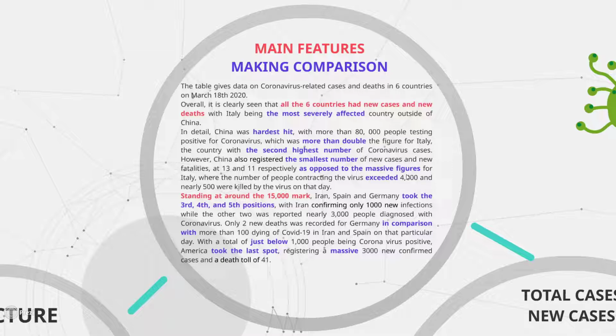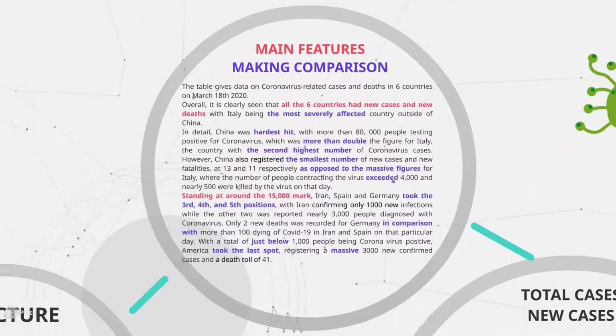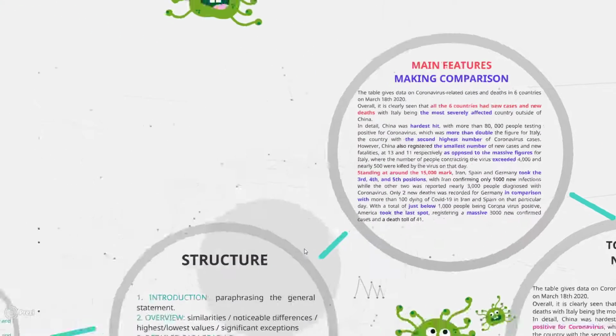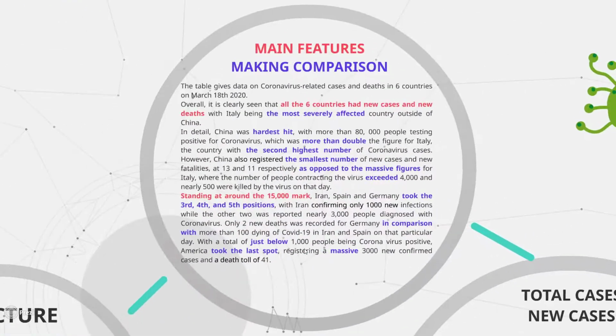The massive figure here include 4,500 compared with 13 and 11. So use the phrases as opposed to. And instead of saying exactly 4,207 new cases, you can say exceeded 4,000.